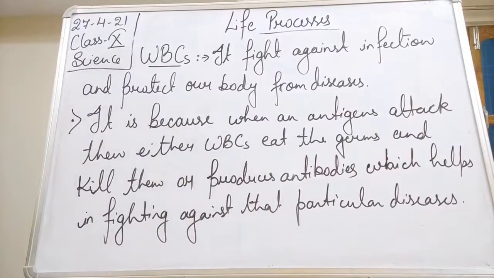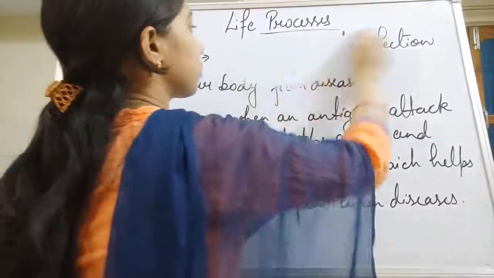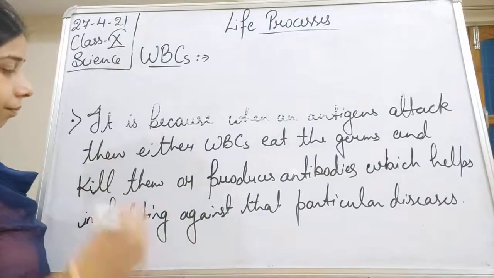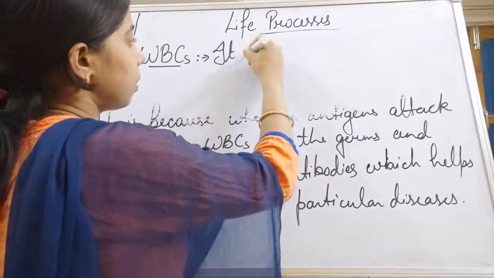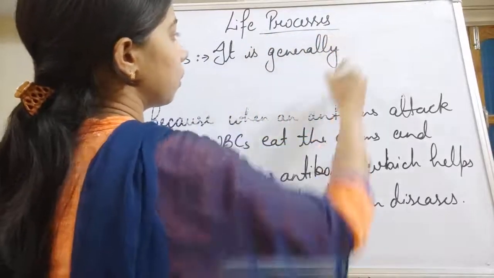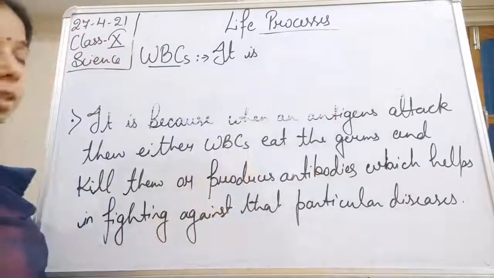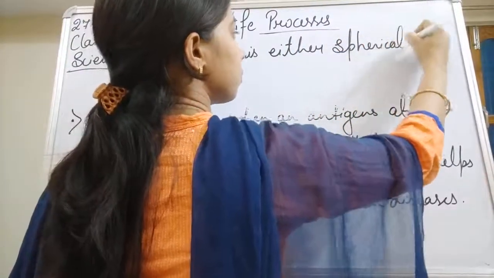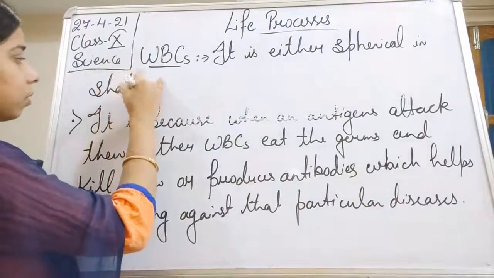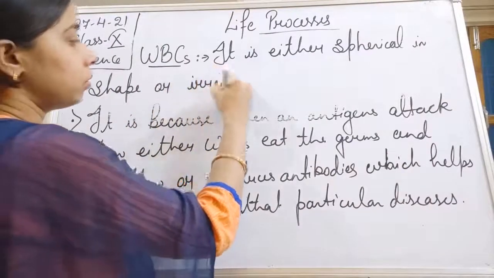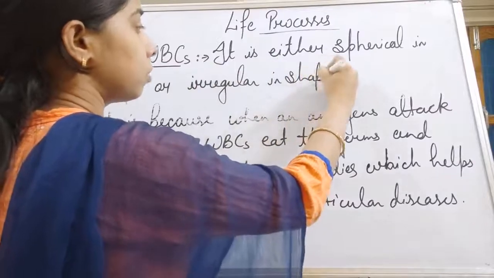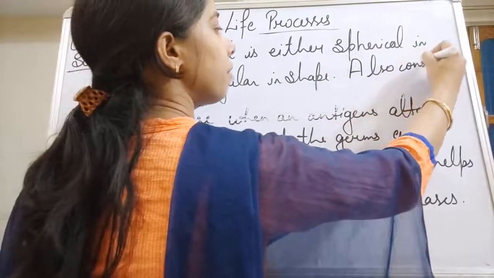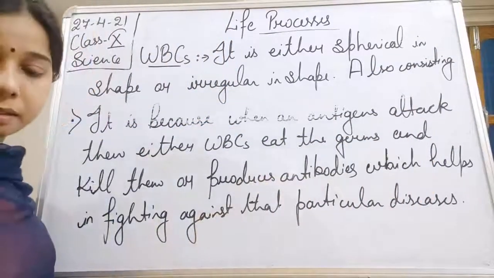Okay, so we can write it here that WBC is generally either spherical in shape or irregular in shape, also consisting of a nucleus. When you look at the number, students, you will find that the number of RBCs is more as compared to that of the WBCs.